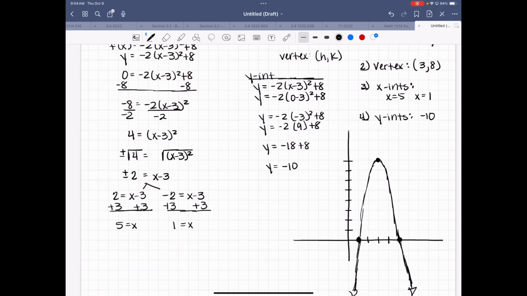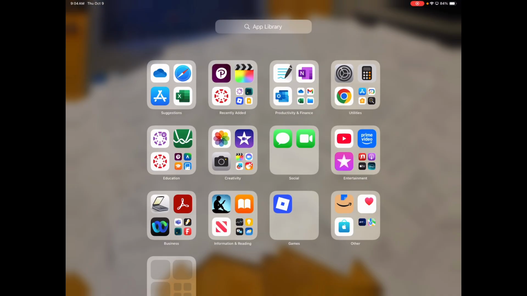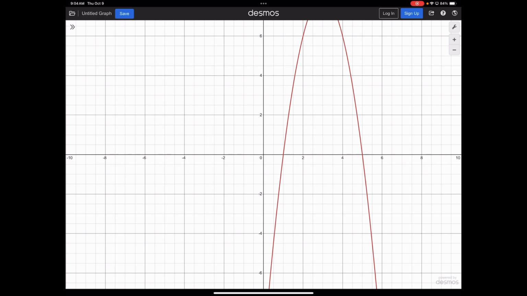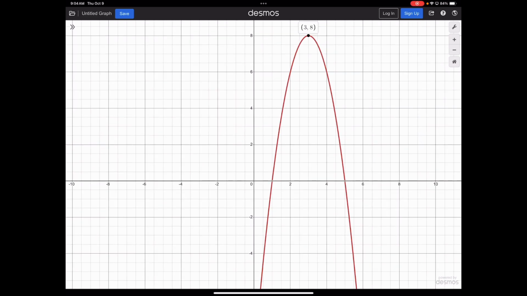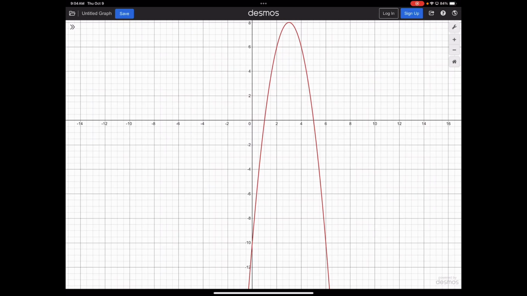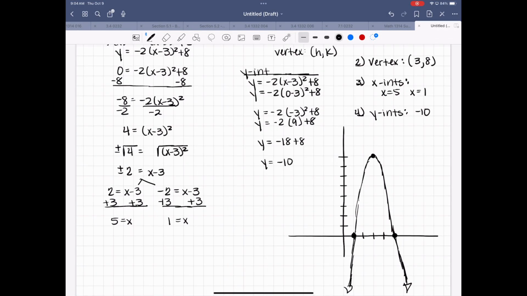If you had put that in your handy dandy calculator, if we had gone over here to Desmos, do I see it? There it is. And I put that in. If I put in negative 2 parentheses x minus 3 squared, then plus 8, you would notice here is, you can actually just touch it and it'll tell you that vertex is 3, 8. You can touch those x-intercepts right there. It'll tell you that it's 1, 5. And then if you come down here, it will tell you that that y-intercept is 0, negative 10. Okay? But that's why we don't really let you use a calculator here. We would like you to do math.